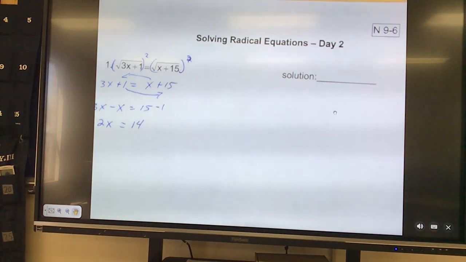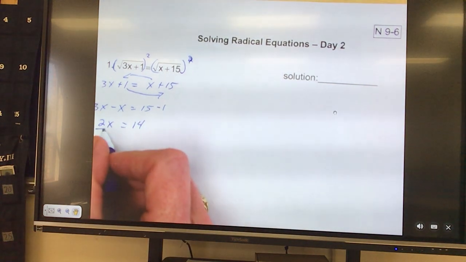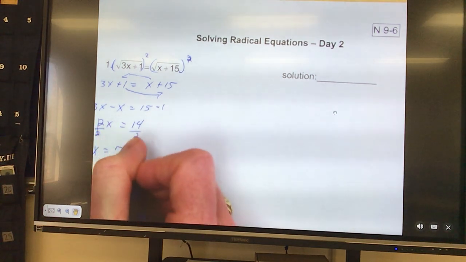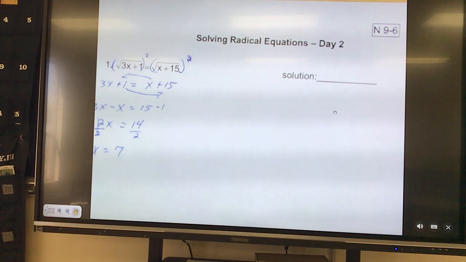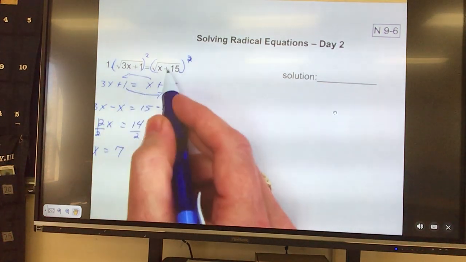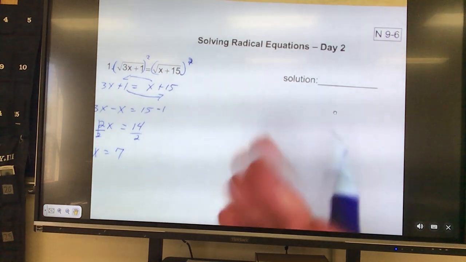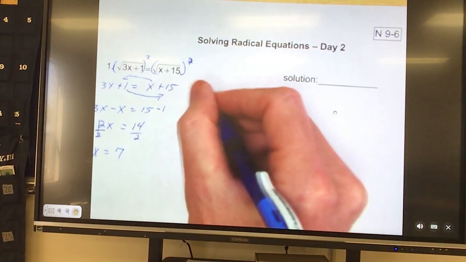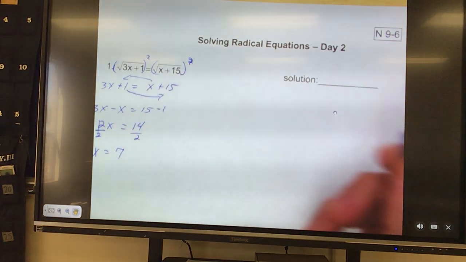Now, how to solve for x? I would then divide by 2, and x would equal 7. Now, we have to check that to make sure that it works. So I'm going to put 7 back in for x into each of these and make sure that both sides balance out. Both sides have to be equal. So whatever we get on this side has to equal whatever we get on this side.